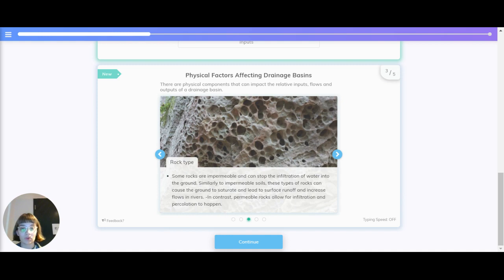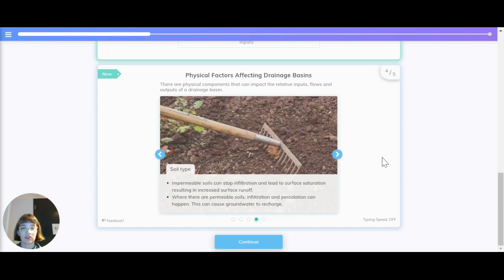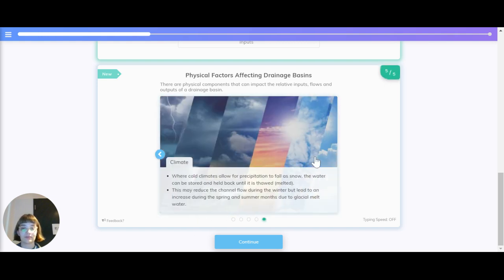Rock type. Some rocks are impermeable and can stop the infiltration of water into the ground. Similarly to impermeable soils, these types of rocks can cause the ground to saturate and lead to surface runoff and increase flows in rivers. In contrast, permeable rocks allow for infiltration and percolation to happen. Soil type. Impermeable soils can stop infiltration and lead to surface saturation, resulting in increased surface runoff. Where there are permeable soils, infiltration and percolation can happen. This can cause groundwater to recharge.